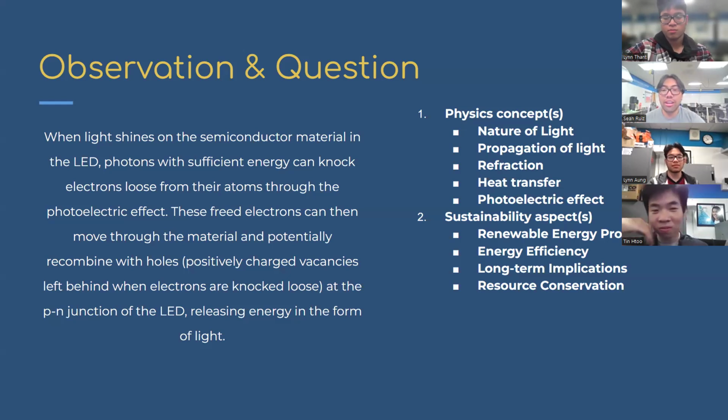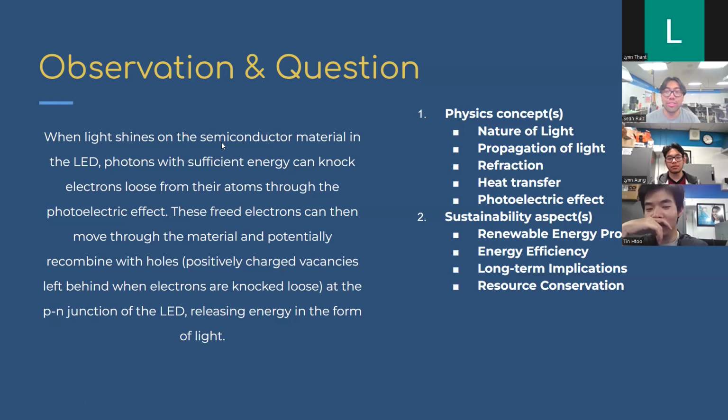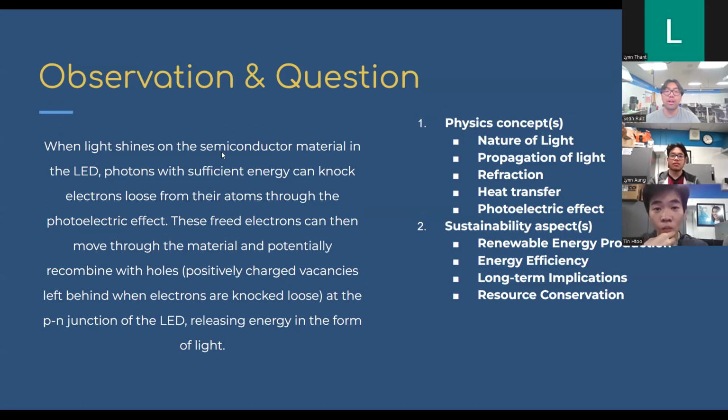The photoelectric effect causes electrons to be emitted from a metal surface when hit by photons. Our question was how we could use LEDs to demonstrate this effect. The physics concepts we cover are the nature of light, propagation of light, refraction, heat transfer, and the photoelectric effect. For the sustainability aspects, we focused on energy efficiency, long-term implications, resource conservation, and renewable energy production.